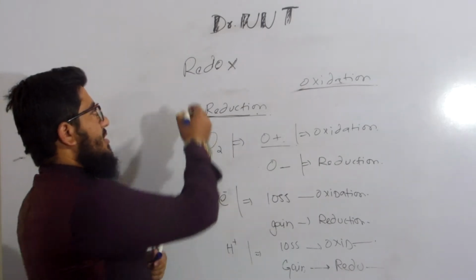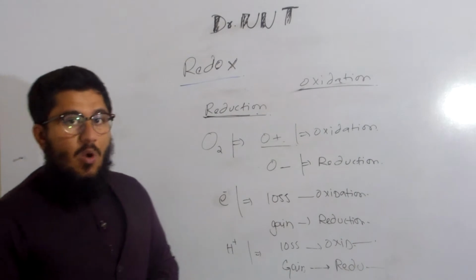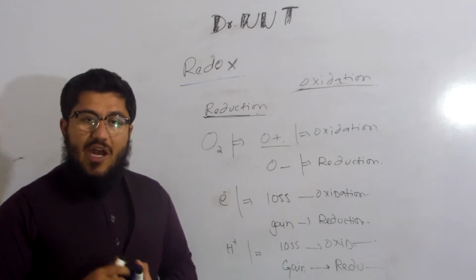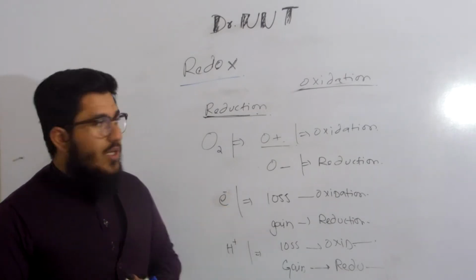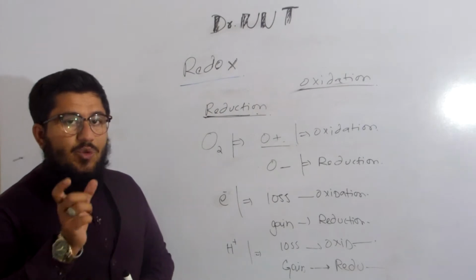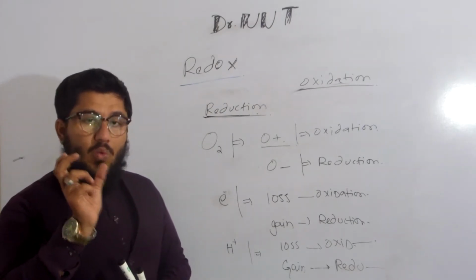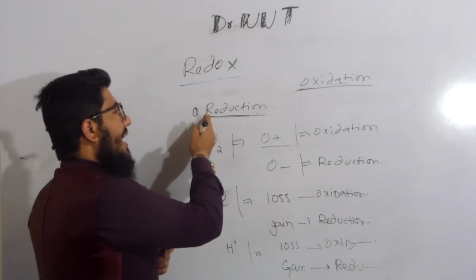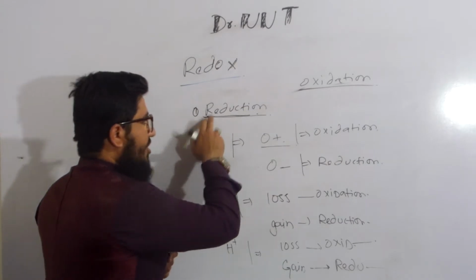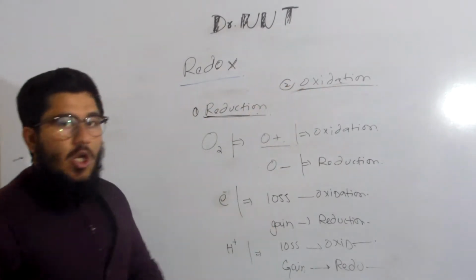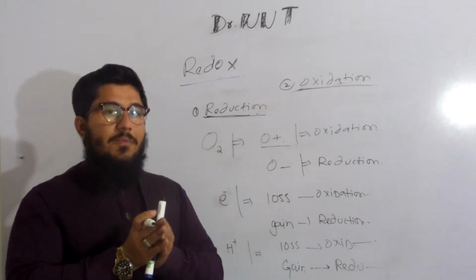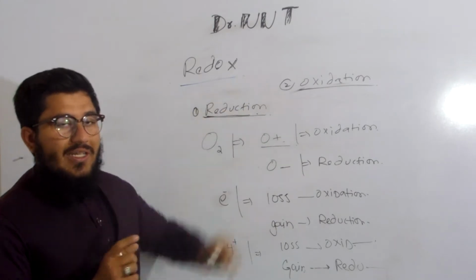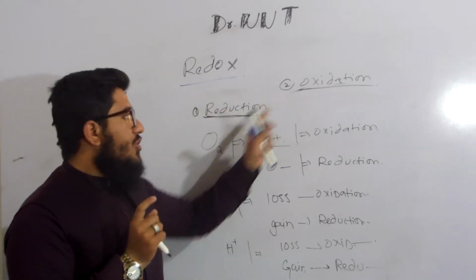Today's topic is redox. What is redox? What is meant by redox? What are redox reactions? And how to understand redox. Let's proceed. Redox is actually the combination of two words. One is oxidation and another one is reduction. When we put these two terms together, the single word that originates from these two is called redox.